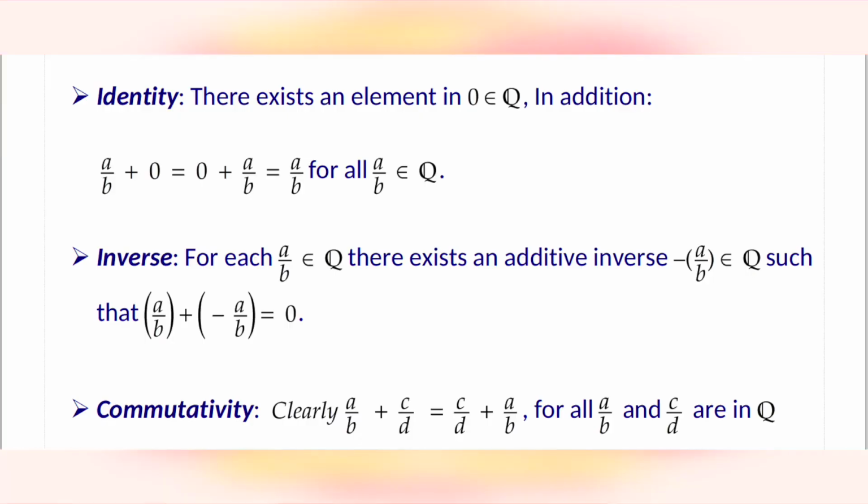Next is identity. There exists an element 0 in Q such that a/b plus 0 is equal to 0 plus a/b is equal to a/b for all a/b in Q. Hence, 0 is the identity element. Next one we can see about inverse. For each a/b in Q, there exists an additive inverse minus a/b in Q such that a/b plus minus a/b is equal to 0. Next, we see the commutativity. Clearly, a/b plus c/d is equal to c/d plus a/b for all a/b and c/d in Q.